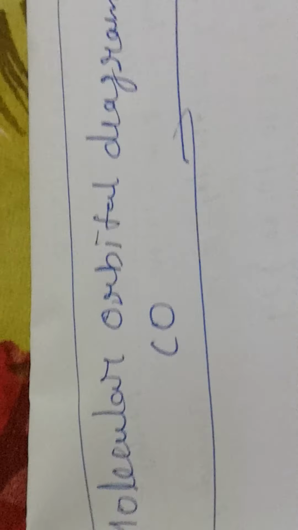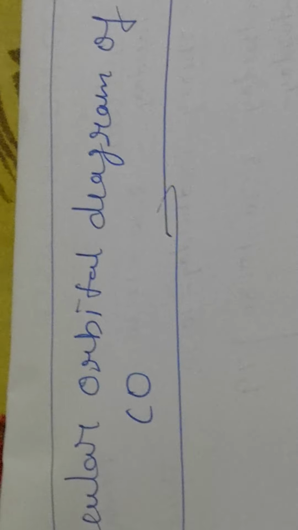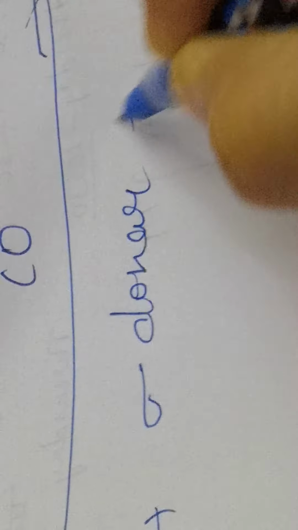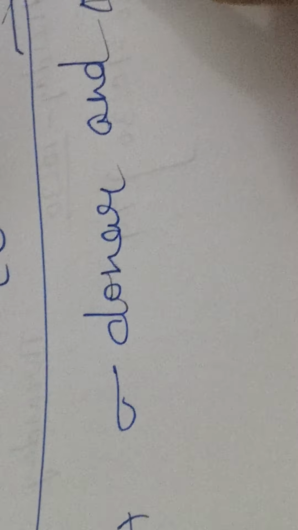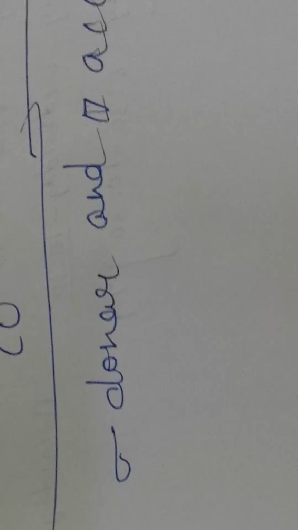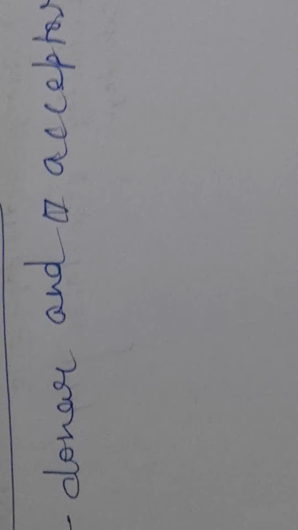If we are discussing the bonding in the metal carbonyls, we have to see in detail the molecular orbital diagram of carbon monoxide. You know the carbon monoxide is a sigma donor and pi acceptor. Other ligands also act as a sigma donor, pi acceptor, like ethylene.